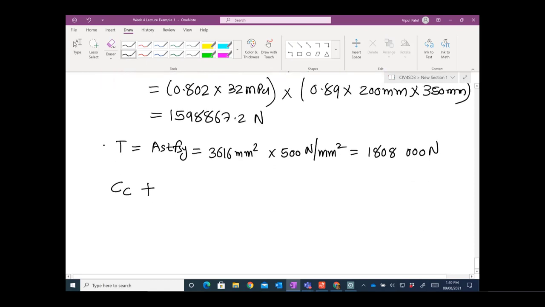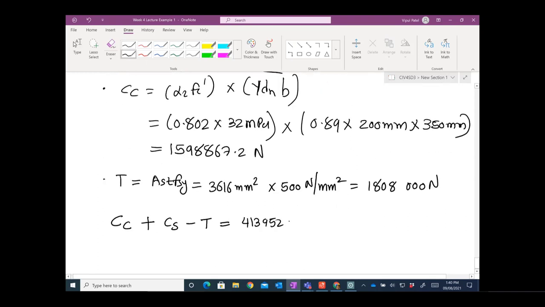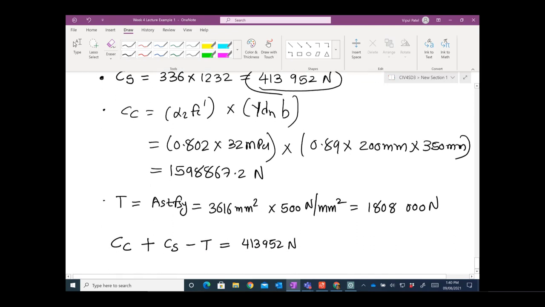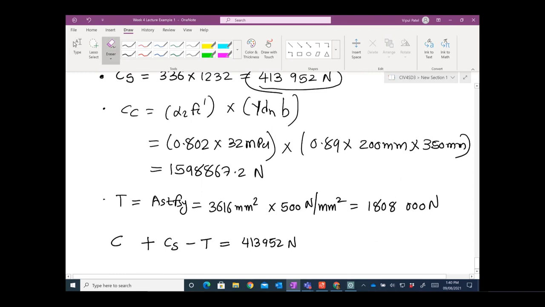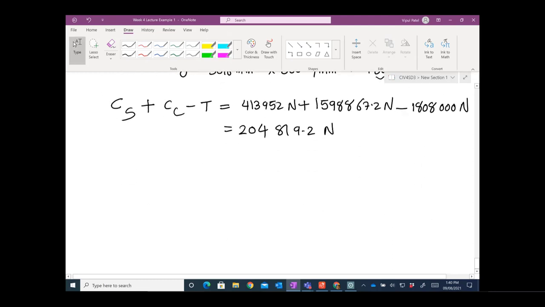Let's say Cc plus Cs minus T equal to how much? So we have 413952 newtons, that is the compression force in the steel. Let me put Cs and Cc. Then you have this force, plus 1598867.2 newtons, and finally this force in the tension, 1808000 newtons. My target is to get zero, but it is not zero. It is 204819.2 newtons.